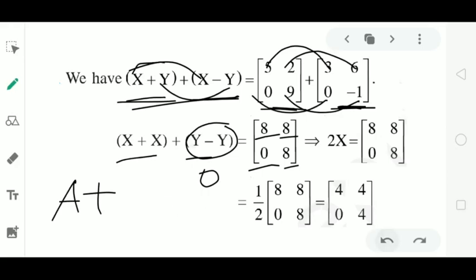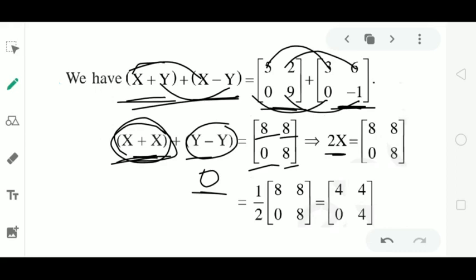Therefore, here matrix X plus 0 matrix is matrix X, so we have X plus X, and X plus X is nothing but 2X. That is, X plus X means adding the elements of X with the elements of X itself, that is, adding the elements 2 times, which gives us 2X. 2X is equal to this matrix.